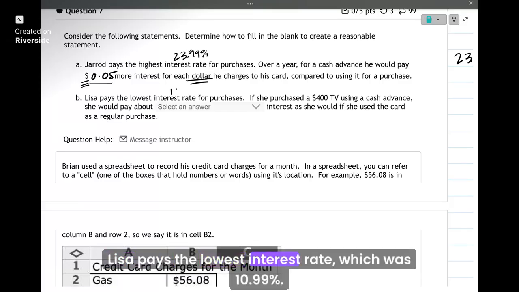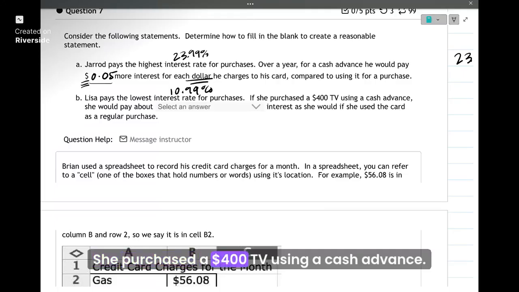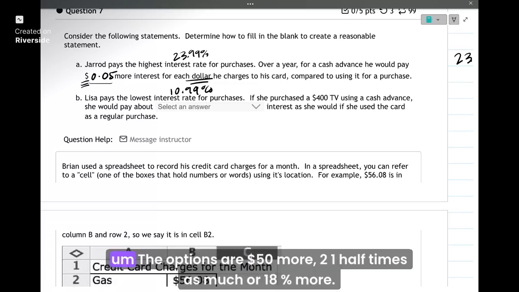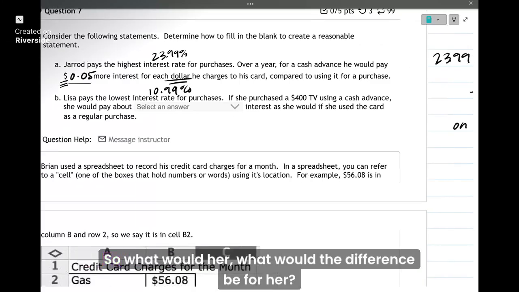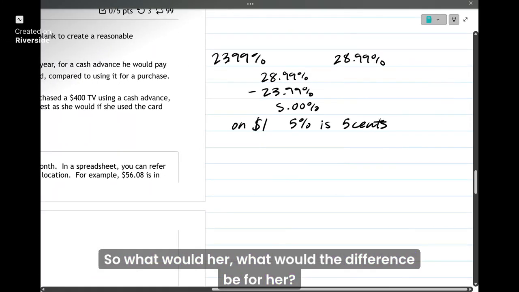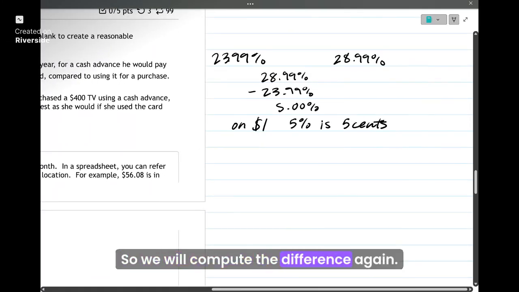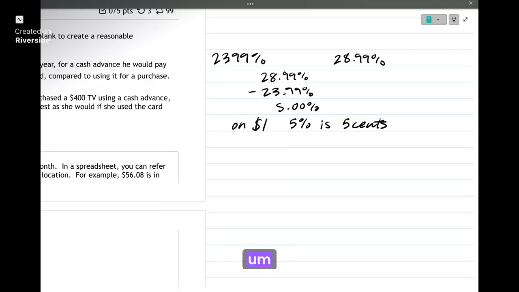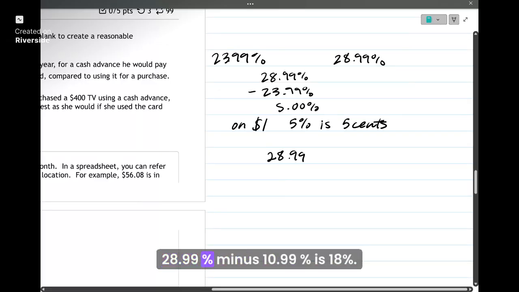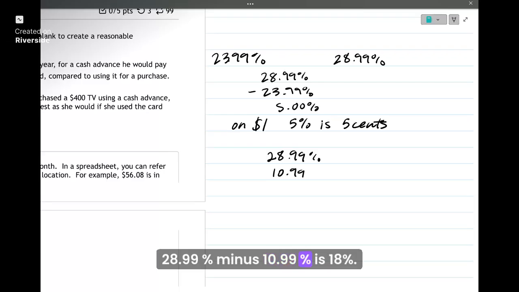Lisa pays the lowest interest rate, which was 10.99%. She purchased a $400 TV using a cash advance. She would pay, now this is a drop-down menu, the options are $50 more, 2.5 times as much, or 18% more. So what would the difference be for her? So we will compute the difference again. So this time, 28.99% minus 10.99% is 18%.